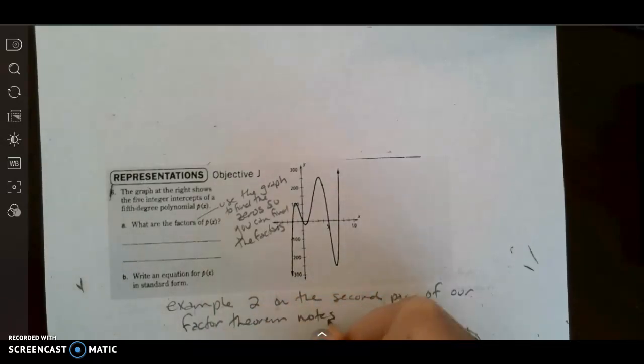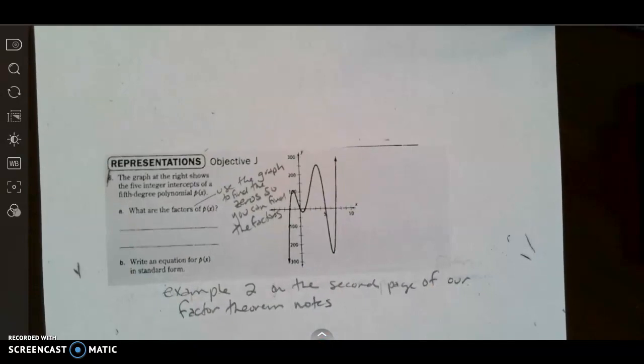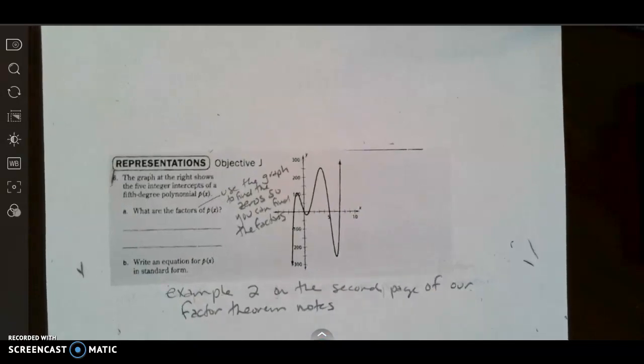So that's the assistance that I'm going to give you with this lesson, Master. I've told you exactly which examples in the notes to go to, and I want you to follow those same procedures.